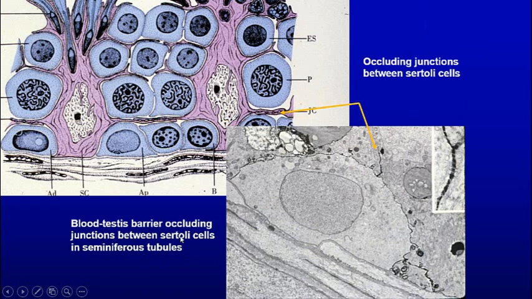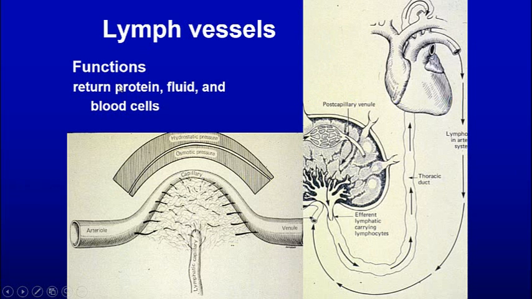But in the case of the blood-testis barrier, it's the tight junctions of the Sertoli cells above the spermatogonia. And here you can see where lanthanum nitrate can penetrate around the spermatogonium, which is outside the barrier, and stopped abruptly at the Sertoli cell junctions, keeping the primary spermatocytes and spermatids and sperm away from the immune system.